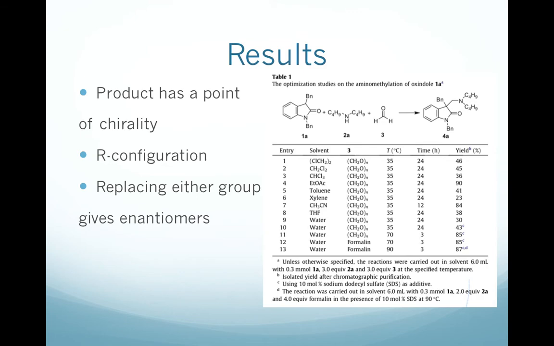The final product contains a point of chirality at the third carbon on the 5-membered ring. The point of chirality formed an R configuration, and replacing either group gives an enantiomer.